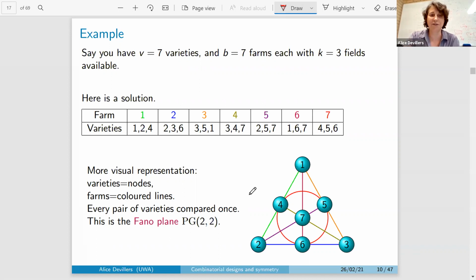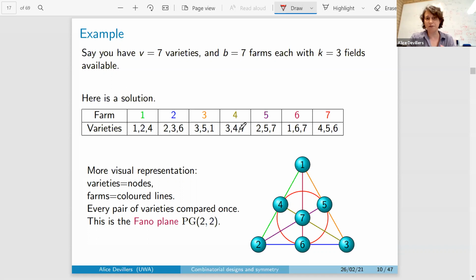So I have 7 farms here, 1, 2, 3, 4, 5, 6, 7, and 7 varieties, also called 1, 2, 3, 4, 5, 6, 7. And here I say that in farm 1, we plant the varieties 1, 2, and 4. And in farm 2, we plant the varieties 2, 3, and 6, etc. And if you do that, you can check that every pair of varieties is compared exactly once. Like, say, for instance, 3 and 4 are in farm number 4.